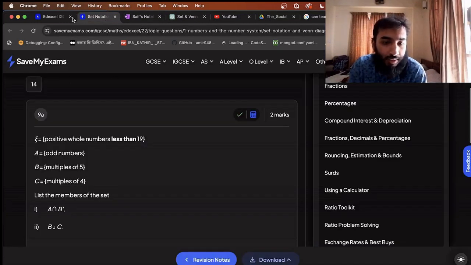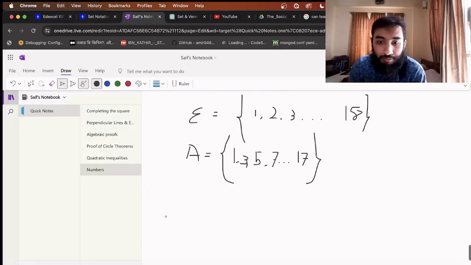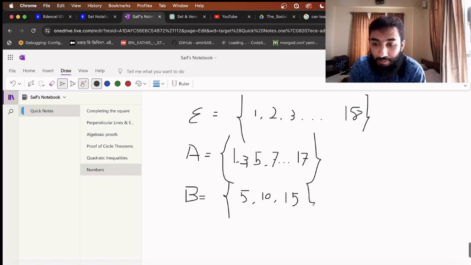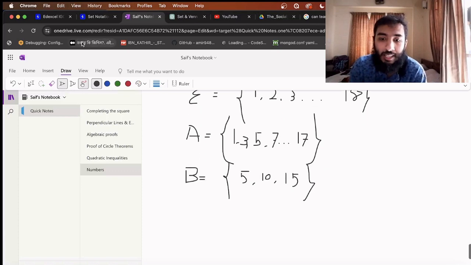Set B represents the multiples of 5. What are the multiples of 5 less than 19? 5, 10 and 15. These three numbers are the multiples of 5 which are less than 18.